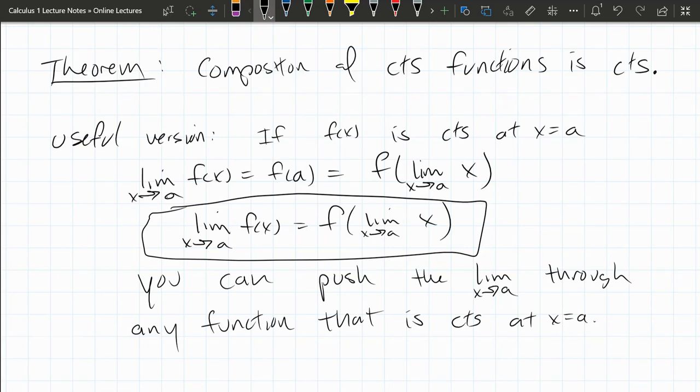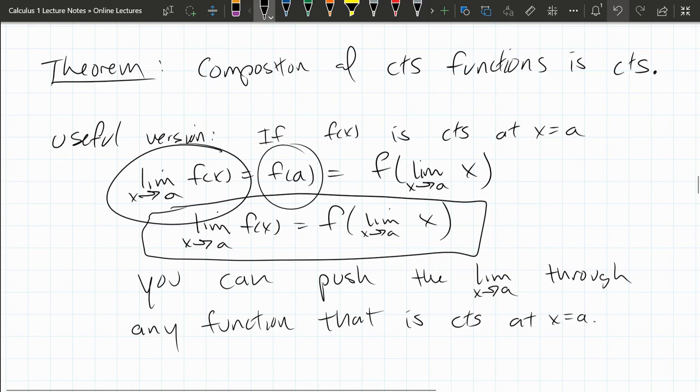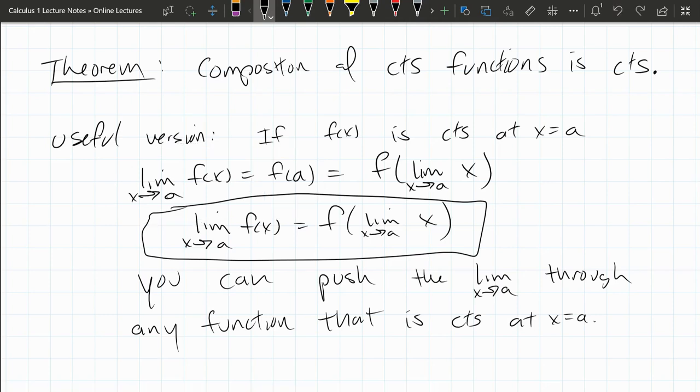If a function is continuous, so if f of x is continuous at x equals a, then what you can do is you can start with limit as x approaches a of f of x. Well, start here. That has to equal f of a because the function is continuous. And we can then rewrite a as the limit as x approaches a of x, because that is equal to a. And so when you take the first and the last, those two have to be equal. We're writing them down here in the box.